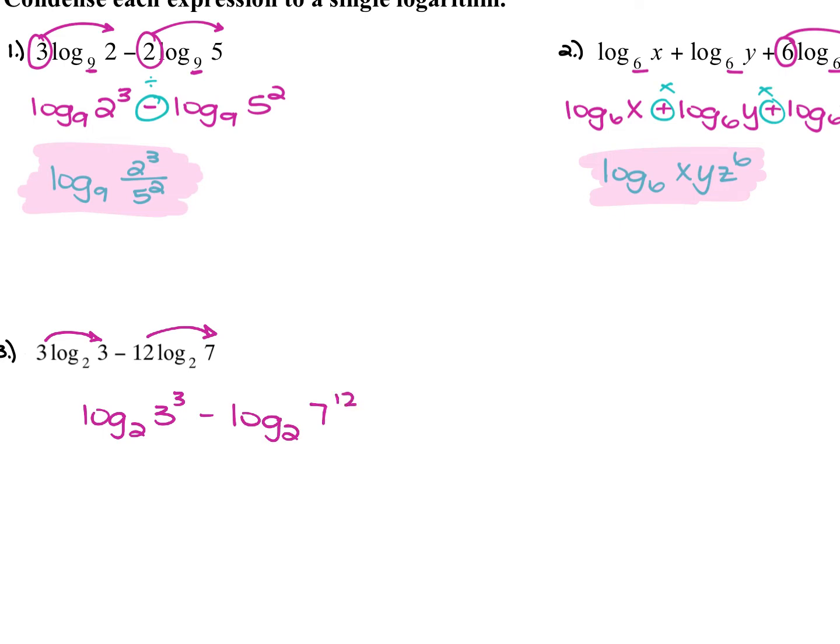Once again, you have subtraction. We want to represent that with division. So that gives us log 2 of 3 cubed over 7 to the 12th power.